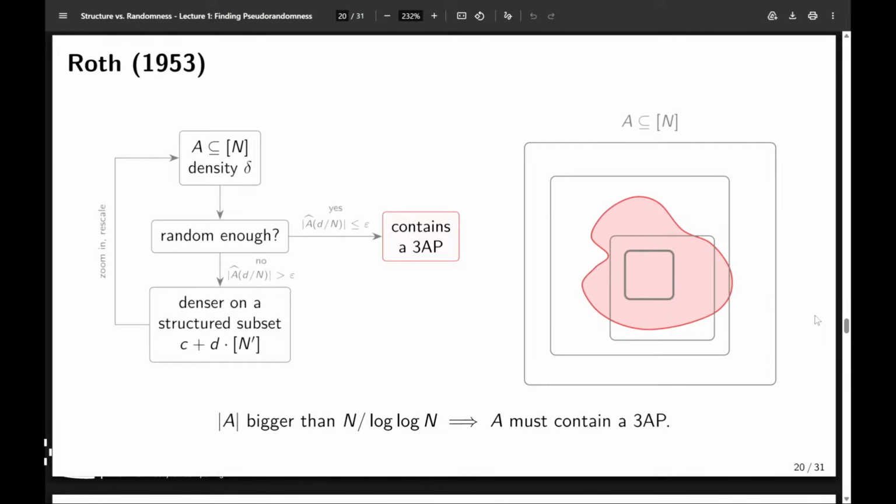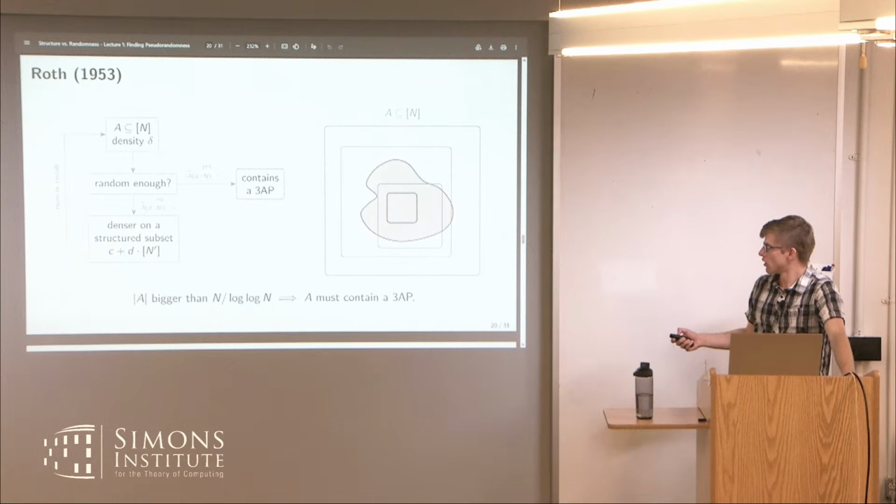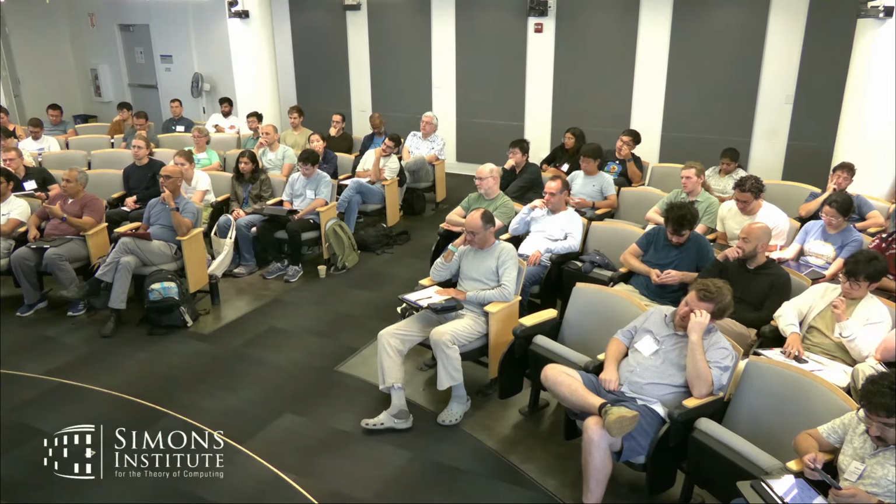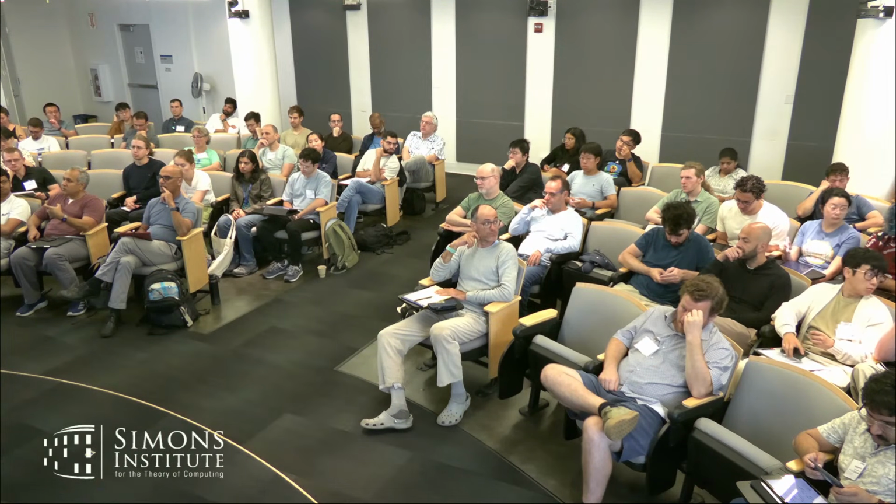So the finite field case is exactly what you had fully presented. If it's random enough, you got it. So it's a question of how much the density increment is happening. How large is that? What is governing this?